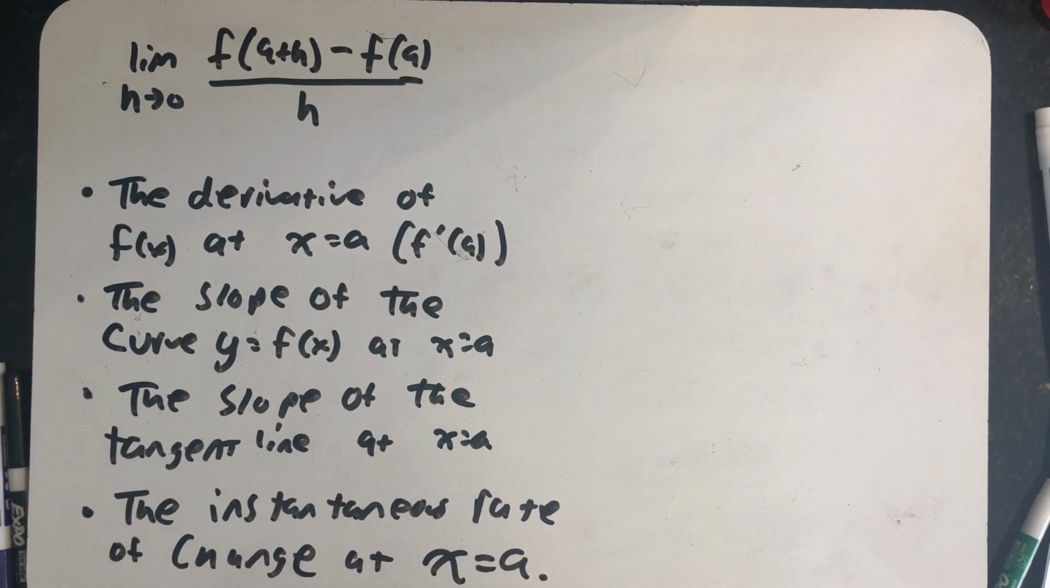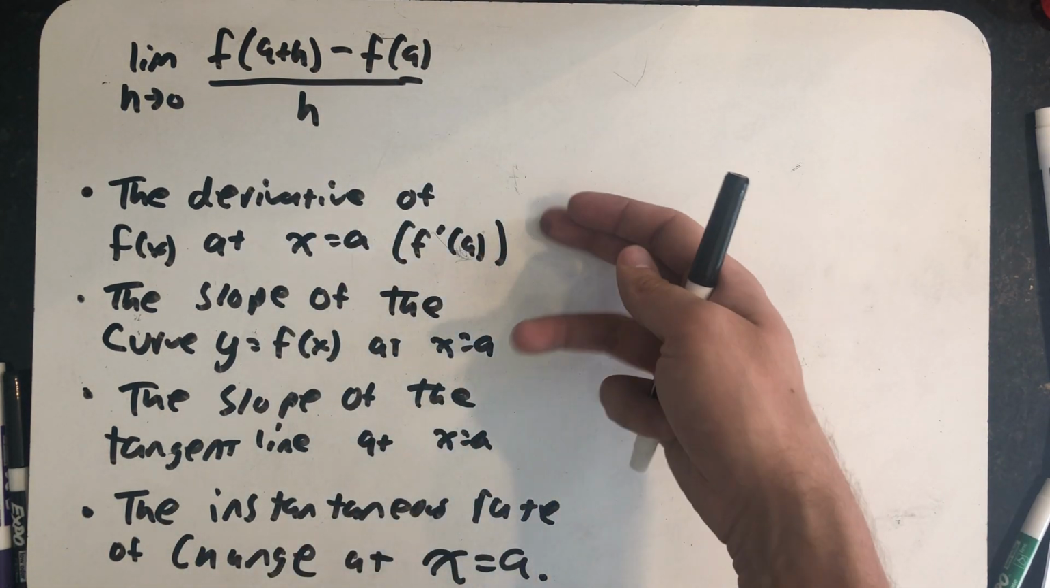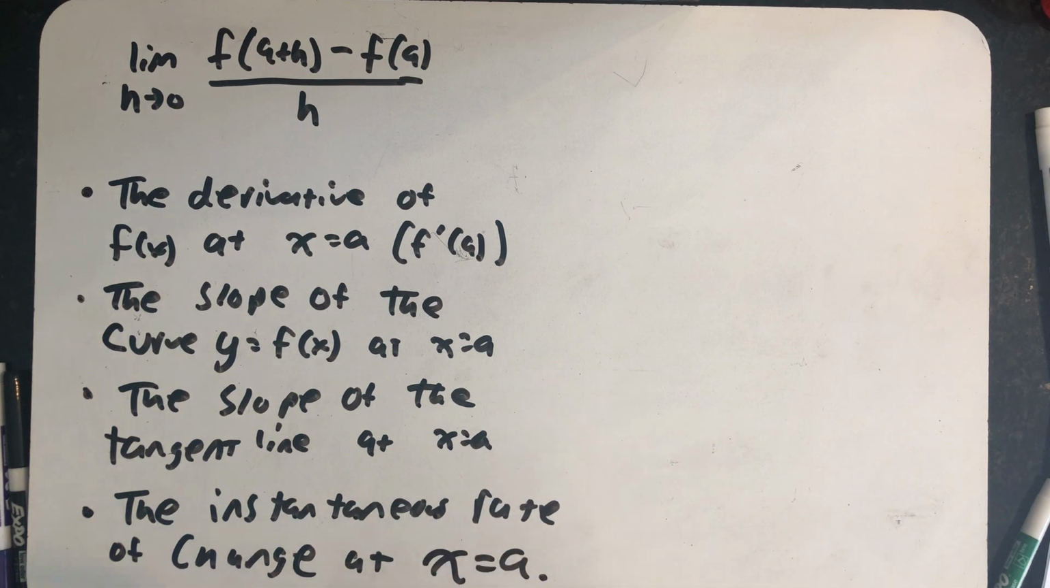The limit, as h approaches 0, of f of a plus h minus f of a all over h is the derivative of f of x at x equals a, denoted by f prime of a. It's also the slope of the curve y equals f of x at x equals a, the slope of the tangent line at x equals a, and the instantaneous rate of change of f of x at x equals a. This limit, when it exists, has 4 different interpretations that are all trying to tell me the same thing.